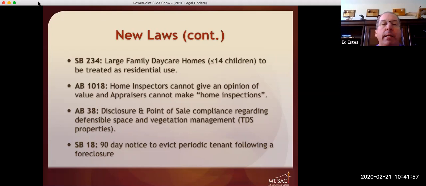AB 1018: when home inspectors go out to a property, they may make a comment as to whether or not the property is or is not worth what the property is being sold for. They can't do that anymore. They cannot give opinions of value. And appraisers, when they go out and appraise a home, they are not to be making a home inspection. So buyers should not rely on the appraiser as a home inspection.